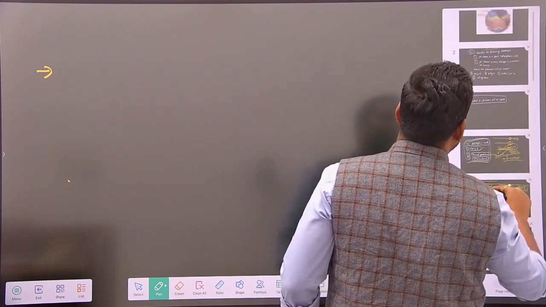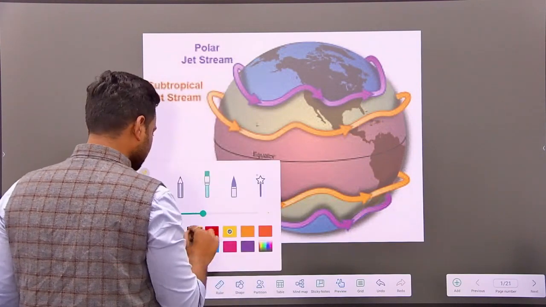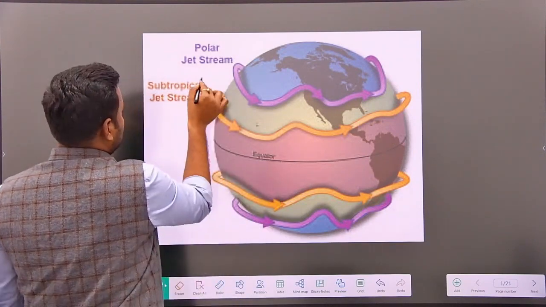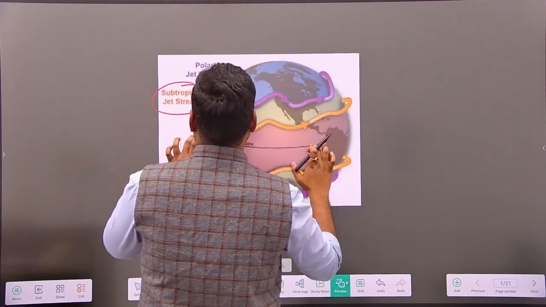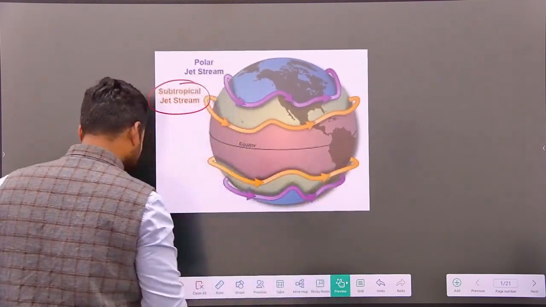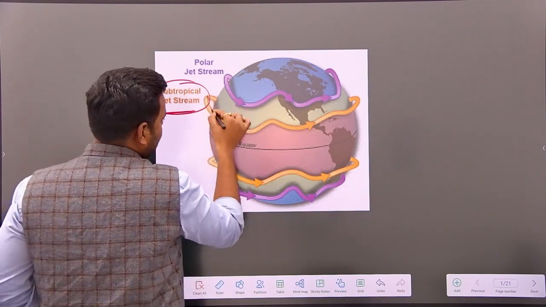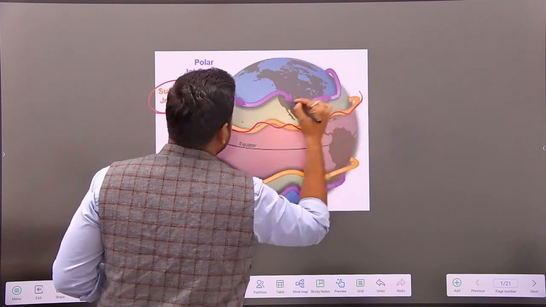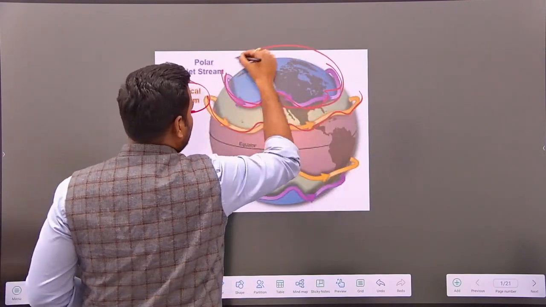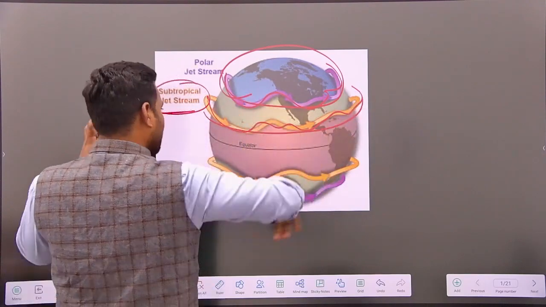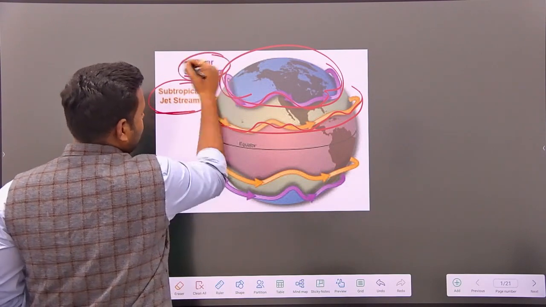Where is the picture? Here. There is a development of jet streams here. Here is a subtropical jet stream. I hope this hazy picture is looking clear. Here is a subtropical jet stream. There is a meandering, and it is circumpolar because they flow around the earth. Here is a polar jet stream.